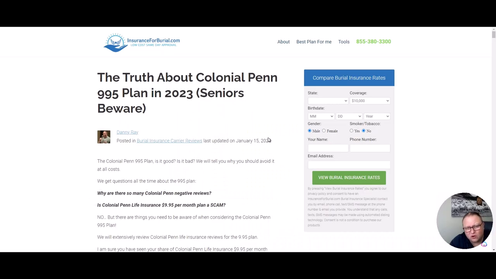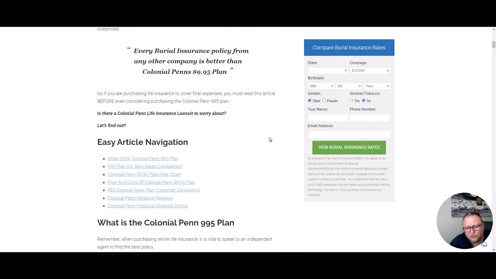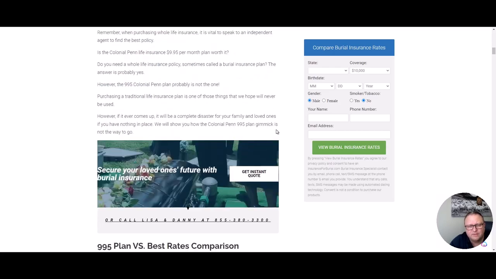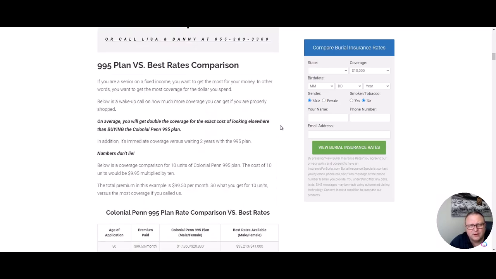I'm gonna show you this. This is our article, Colonial Penn. Please read it. It's gonna show you a lot of information. But what I really wanted to focus on here is the 995 plan and the best rates available in comparison.